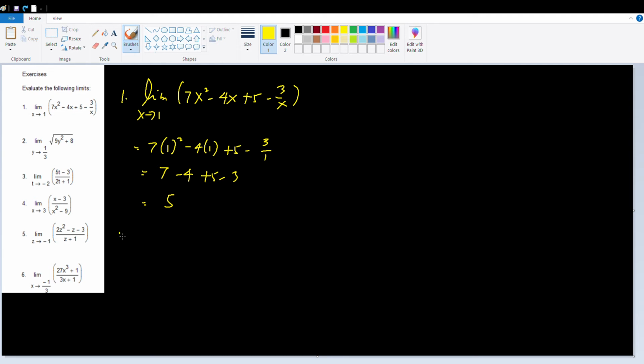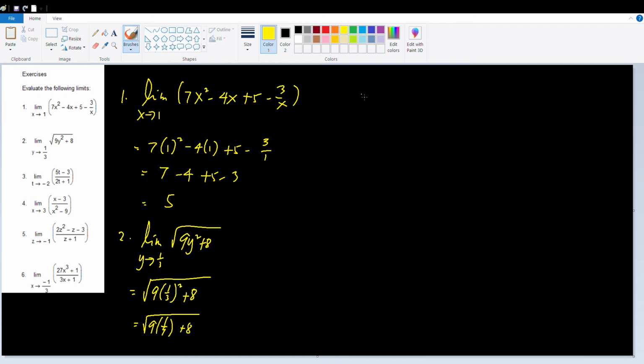Now the second one, the limit of the square root of 9y squared plus 8 as y approaches 1/3. Again, we simply substitute 1/3 for y. So 9 times 1/3 squared plus 8. That gives me the square root of 9 times, and we know that 1/3 squared is 1 over 9, plus 8. So we continue here. That will be the square root of 9 over 9 is 1, plus 8 is 9. So our limit is 3.